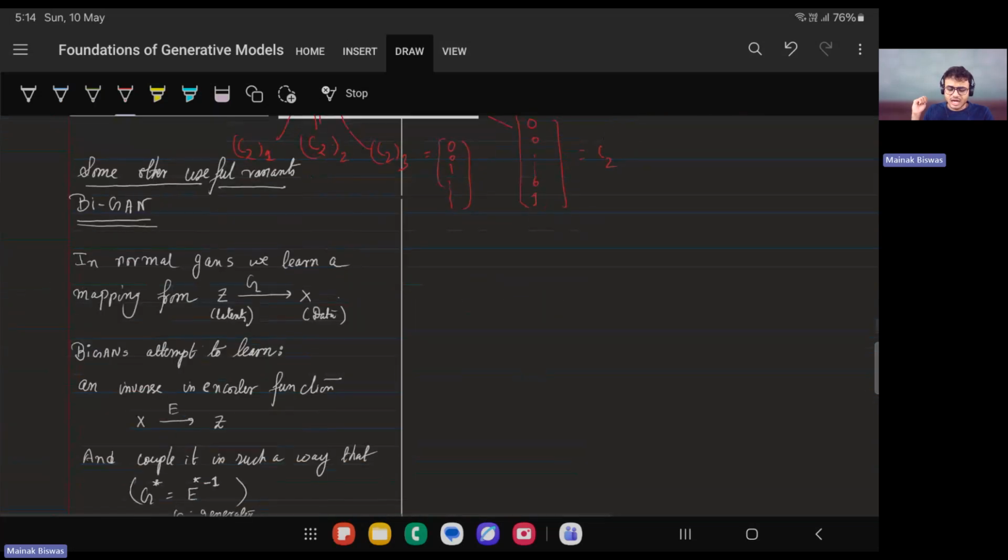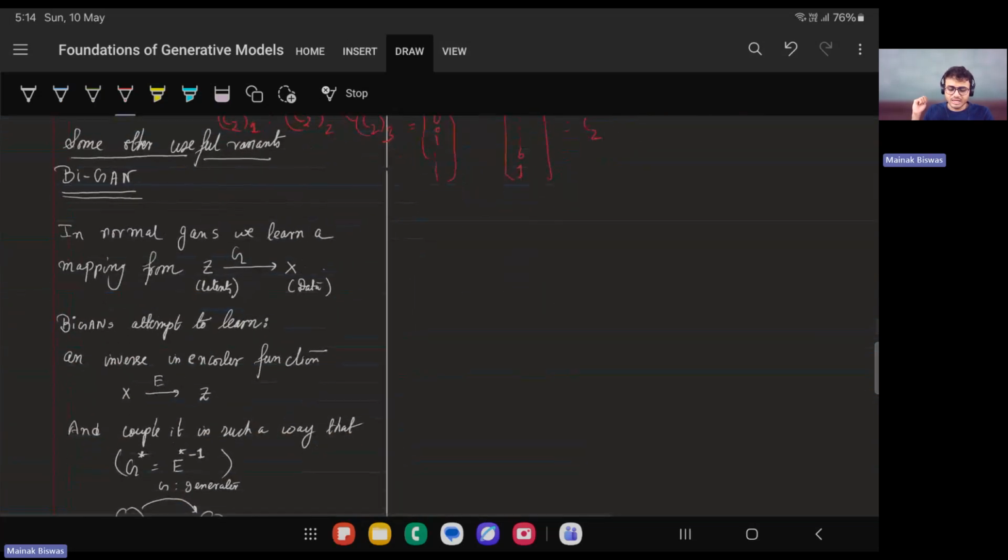Okay. So the other useful variant is called a Bi-GAN. For Bi-GAN and CycleGAN, we'll just do 10 minutes of understanding of the Bi-GAN and the CycleGAN, and we'll stop. So see, till now, we have learned a mapping from Z to X, right? We have learned a generator map from Z to X, right? So this is my generator.